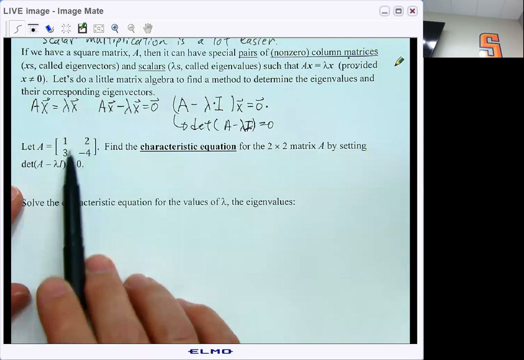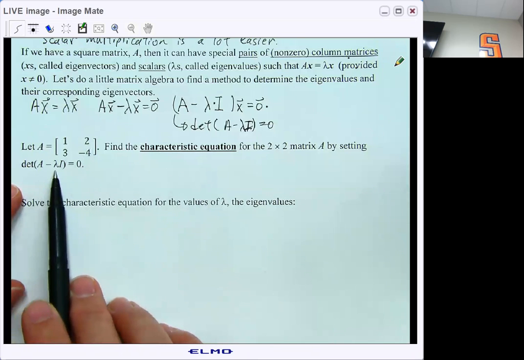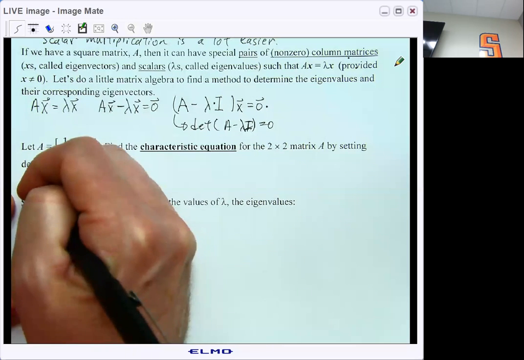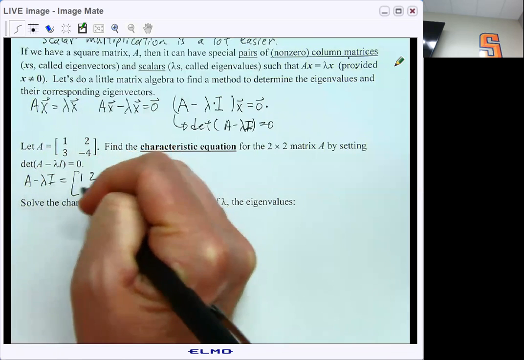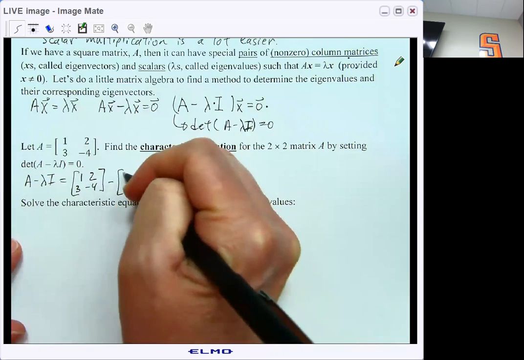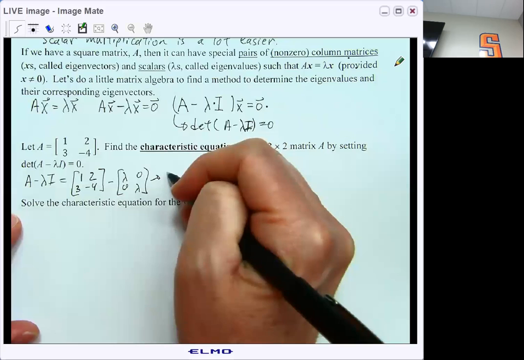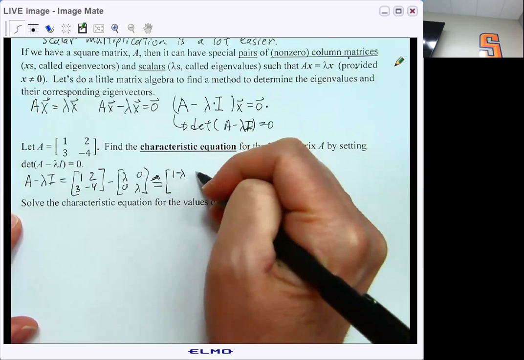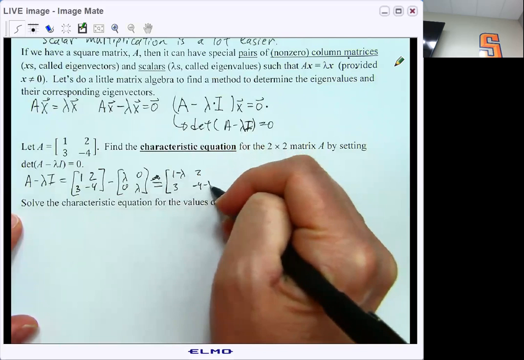So let's take a look at our matrix and find its characteristic equation by finding A minus lambda I and then taking the determinant of that and setting it equal to 0. So if we do A minus lambda I, that's going to be 1, 2, 3, negative 4, minus lambda, 0, 0, lambda. So we will get the matrix: 1 minus lambda, 2, 3, and negative 4 minus lambda.